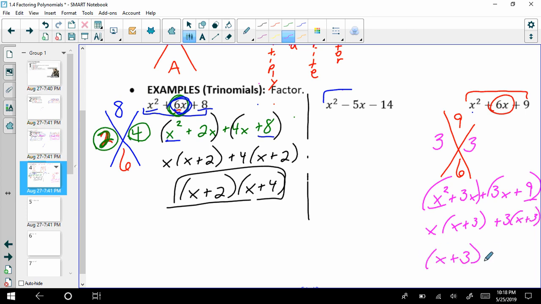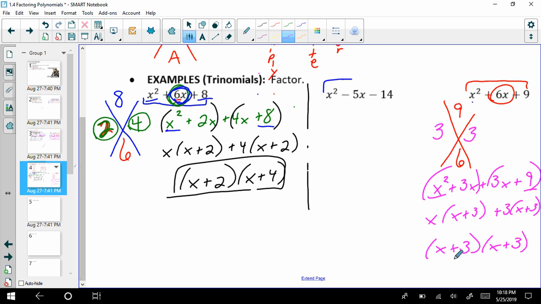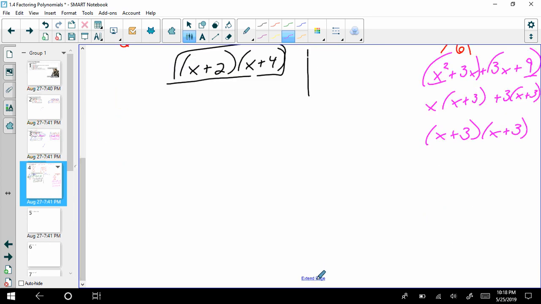Now something funky happens on this one. After grouping, I get the exact same quantity. If that happens, an even cleaner way that I would prefer you to write the answer, we're going to write it once with a squared because it was the same exact thing.